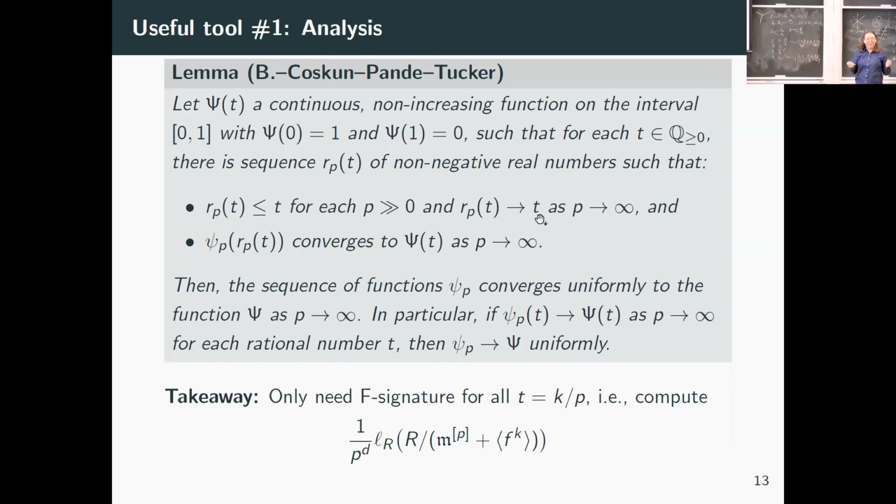And that's useful because one of our properties of the F signature function was that we actually have an explicit formula for rational numbers of this form. So this really means all we need to compute is the length of this ideal. So immediately this is far more concrete.